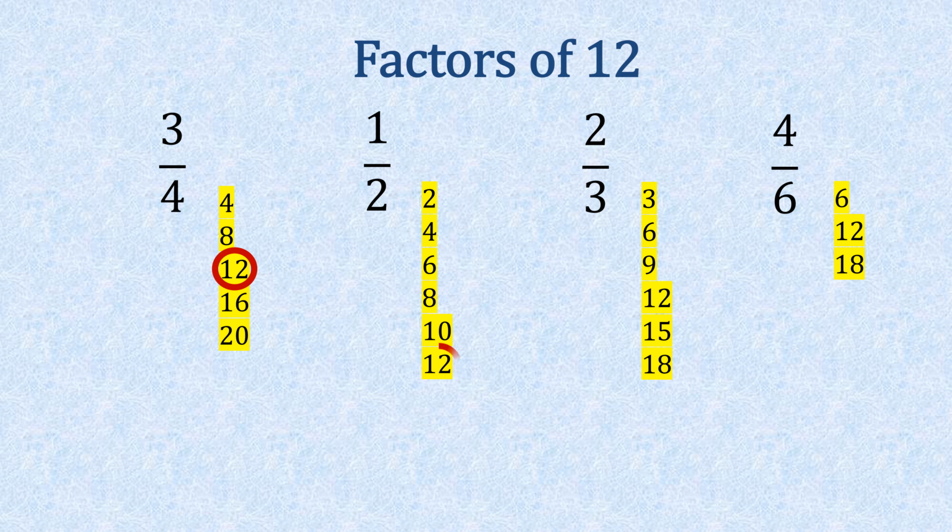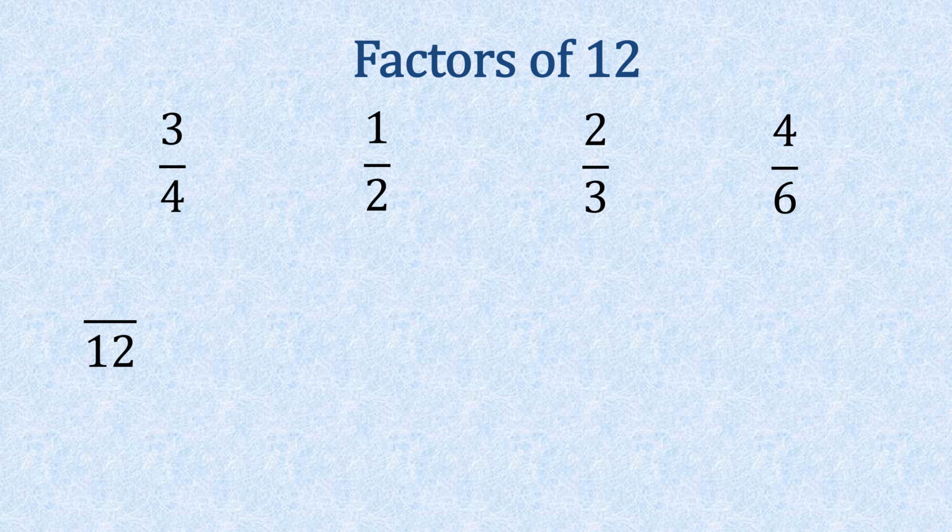Now, if we have a look, we can see they've all got 12 because all these are factors of 12. So this is the number we're going to use for the denominator. So we can write 12. Now the next thing we do is divide this by 4, which gives us 3, and multiply the top number by 3, giving us now 9 twelfths.